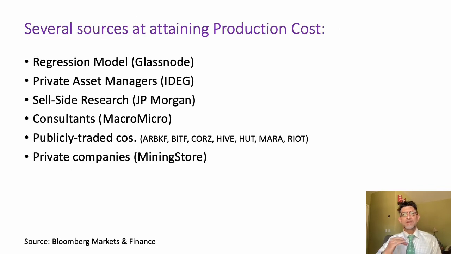So let's talk about some of the sources that I used. And there are many others, but these are the main ones. In order to attain production cost of Bitcoin, I looked at regression model from Glassnode, and I didn't like that. If you recall from the last presentation, Glassnode never told us how they calculated that production cost. They called it an all-in production cost, but the cost was way too low. So that's not good at all. That's useless.